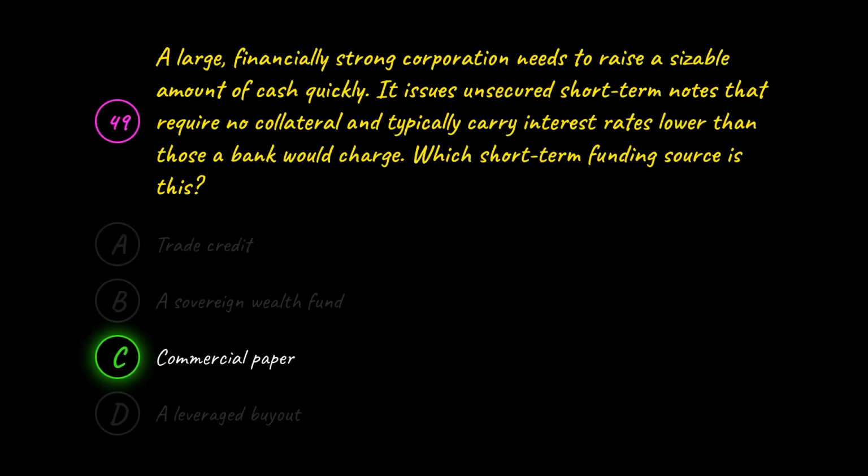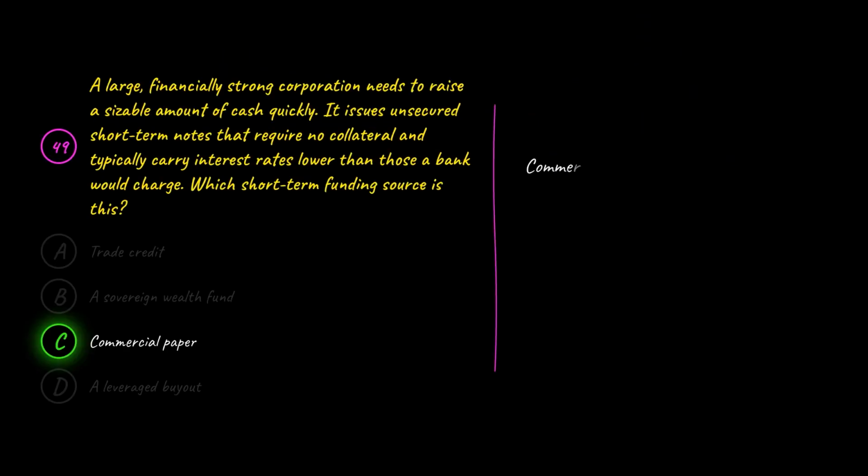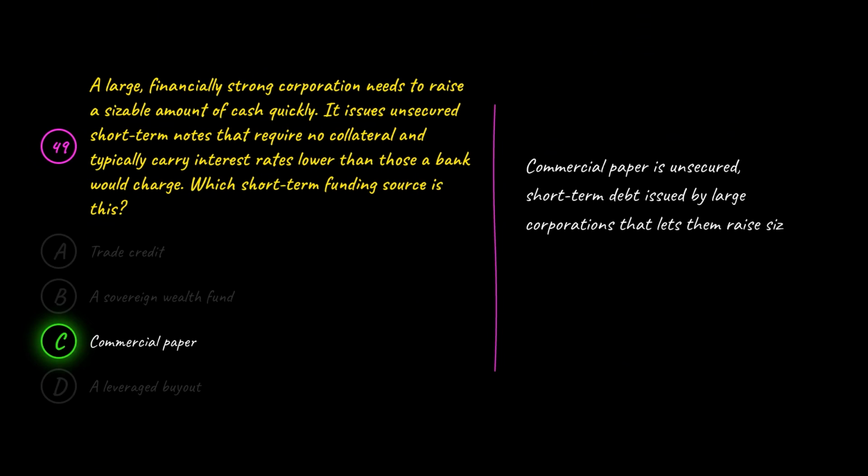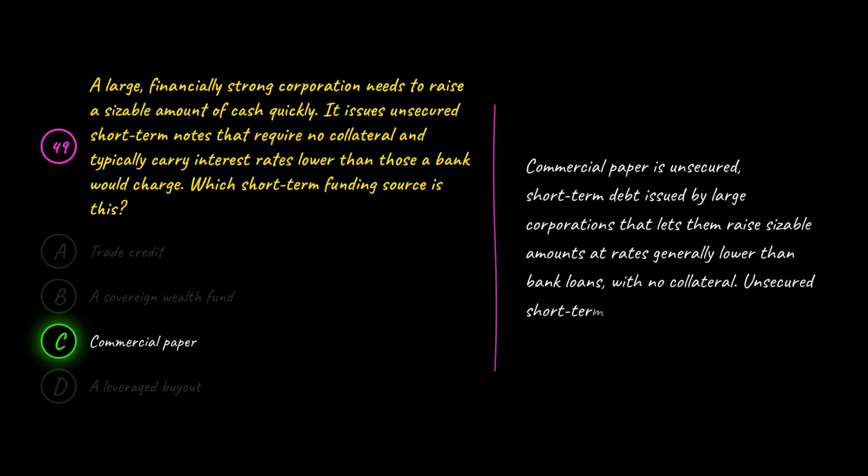The correct answer is C. Commercial paper. C is correct because commercial paper is unsecured, short-term debt issued by large corporations that lets them raise sizable amounts at rates generally lower than bank loans. With no collateral, unsecured short-term notes priced below bank rates describe commercial paper.